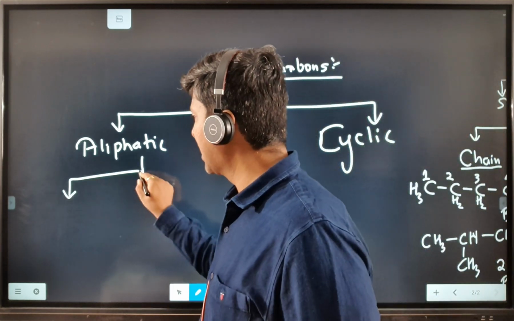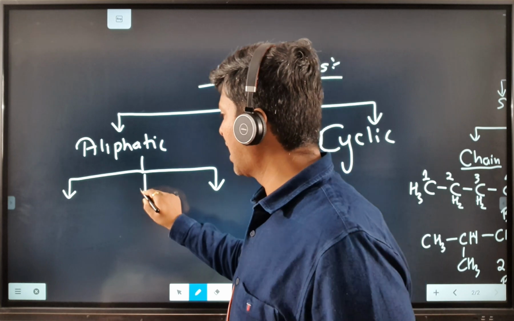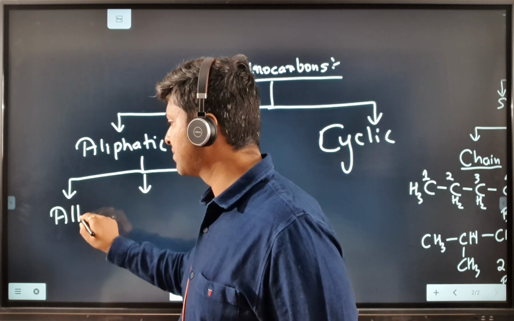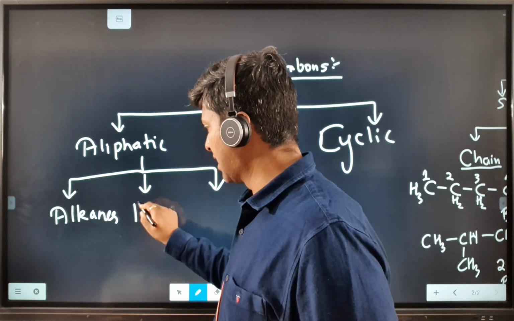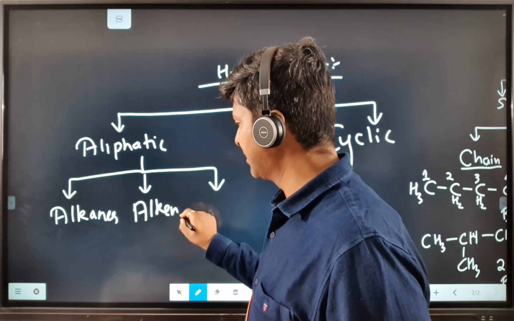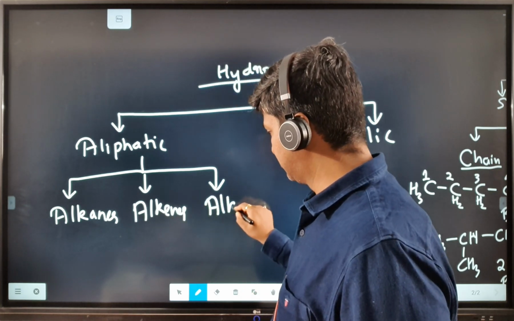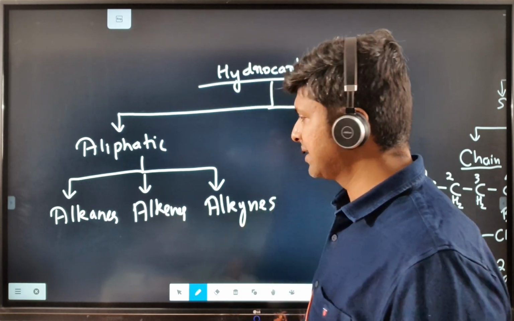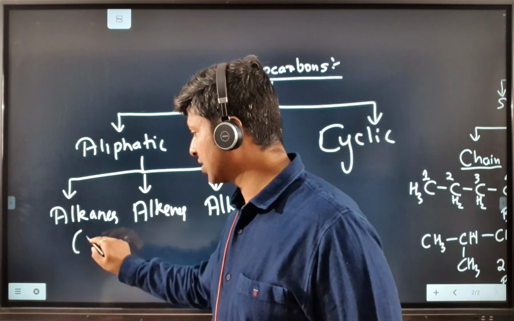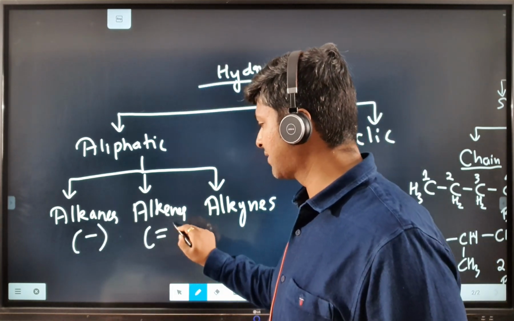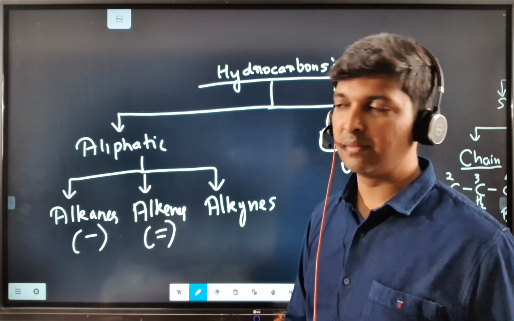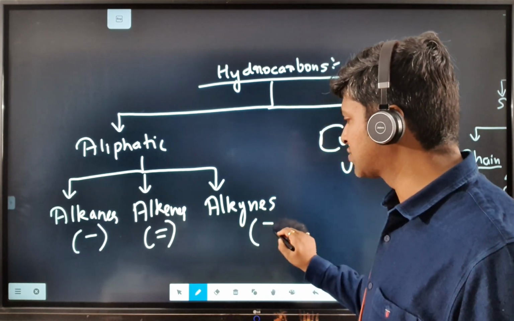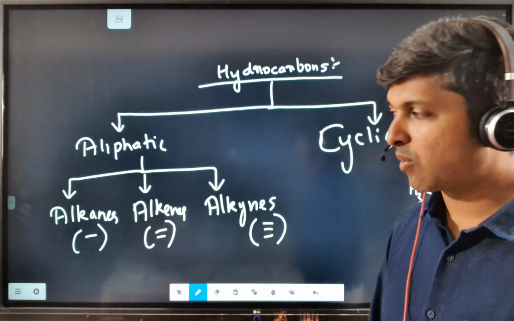Aliphatic mein kya aayega? In aliphatic we will be having alkanes, alkenes, and alkynes. So what are these alkanes, alkenes, alkynes? Alkanes are the ones which are having single bonds. Alkenes are the ones which are having at least one double bond, and alkynes are the ones which are having at least one triple bond.